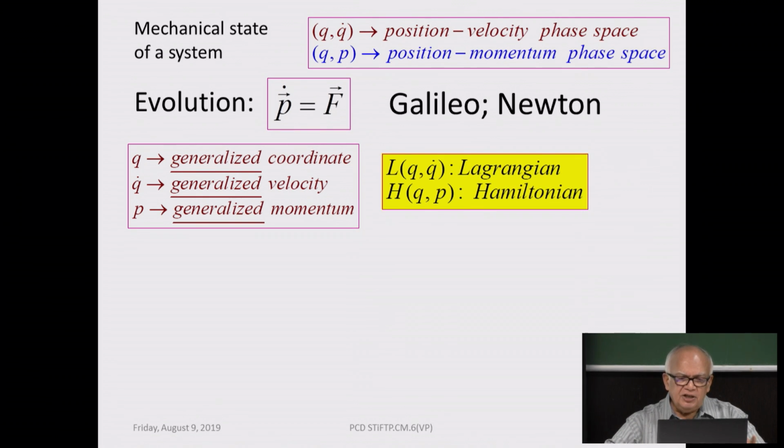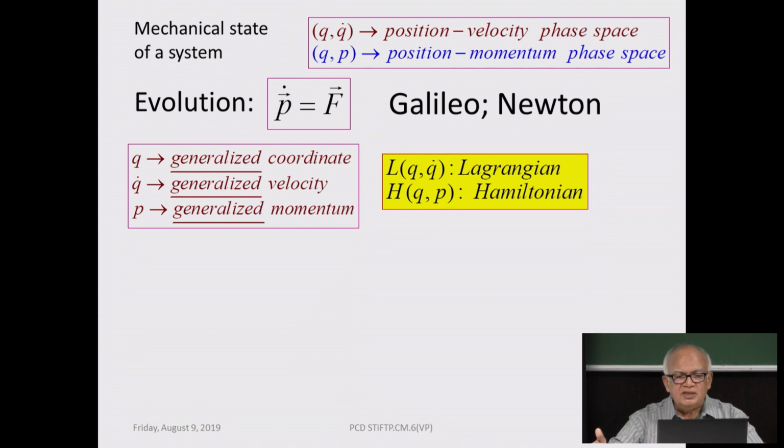And in Lagrangian and Hamiltonian mechanics, which are founded on the variational principle, the formulation is again in terms of the state of the system, which is described by position and velocity, or alternatively by position and momentum, or equivalently you can describe the state of the system by a function of position and velocity. So L is a function of position and velocity. We will discuss what this function is. Or you can have a function of position and momentum, which is H. So L is called the Lagrangian and H is called the Hamiltonian.